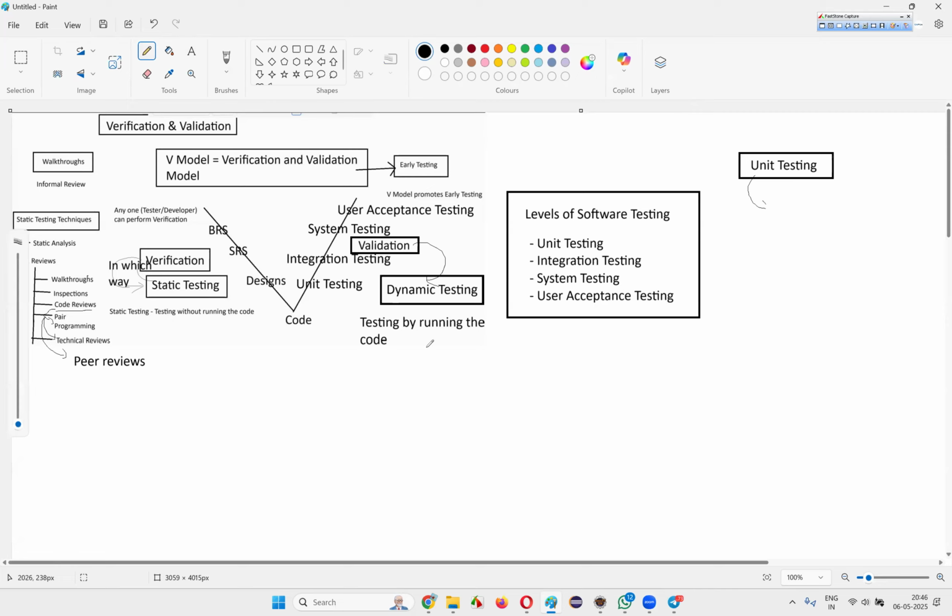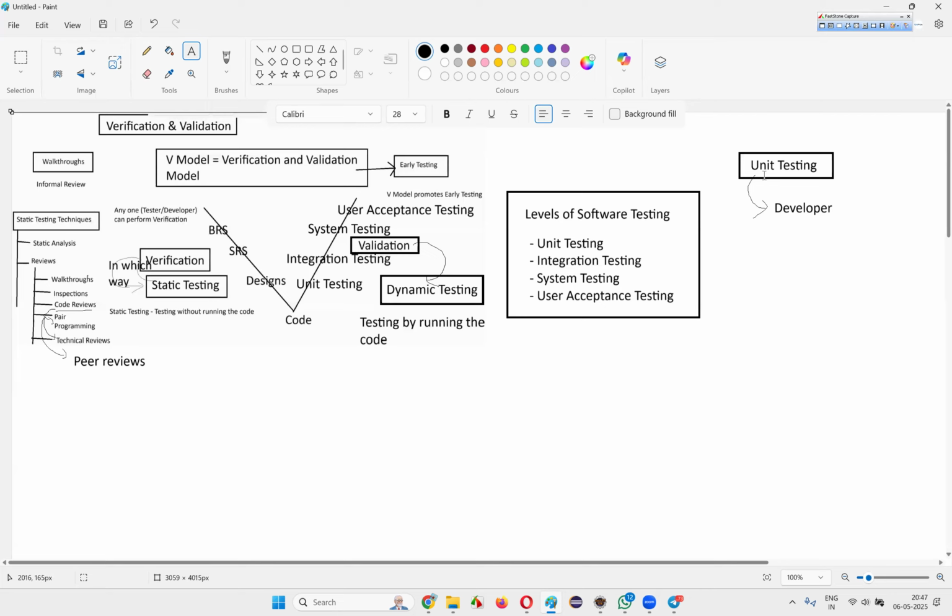So who will be performing this unit testing, a software tester or a developer? Yes, the developer will be performing it. Don't think that because there is a testing word, the software tester has to perform it. Unit testing will be done by the developer, the one who is writing the code or building the software.